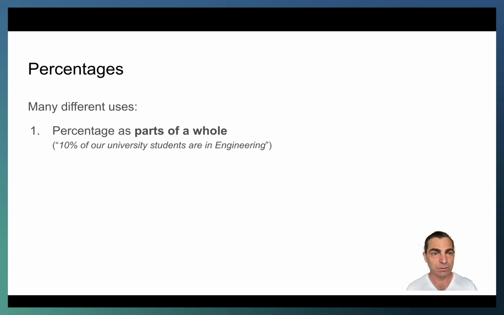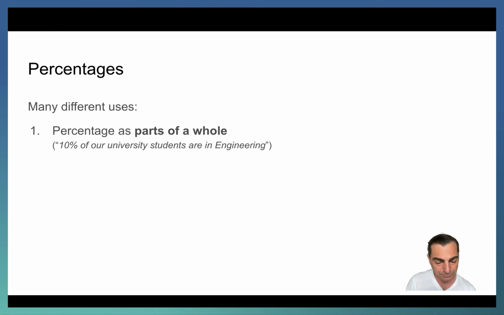So, for example, a percentage can be the part of a whole, right? There's a whole, and then there are segments of this whole, and these segments represent a percentage of the whole. So in order to talk about percentages, I'm going to use an example regarding a university that has different departments and statistics about students. So if I say 10% of our university students are in engineering, right?